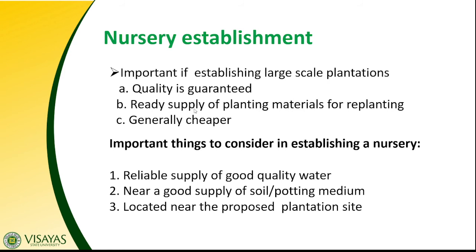Then there is a supply of planting materials for replanting if you have this nursery with many plants, so this is generally cheaper. Important things to consider in establishing a nursery: we should have a reliable supply of good quality water. So we know the uses of water. And then, near a good supply of soil and potting medium, and located near the proposed plantation site.